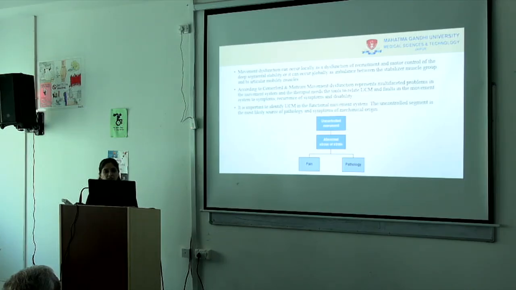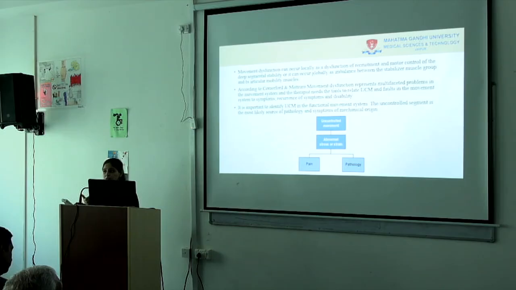Movement dysfunctions can occur locally as a dysfunction of the recruitment and motor control of the deep segmental stability. Whenever we are talking about the spinal segments, the cervical, lumbar, or thoracic vertebrae, there has to be stability among the vertebrae so that we can train the patient for that stability, and the intensity of pain can be reduced and good control achieved. Secondly, we also have to talk about global stability, which is usually responsible for the range of motion. So, as I discussed earlier, we are talking about the stability of the segments as well as the disturbed range of motion.